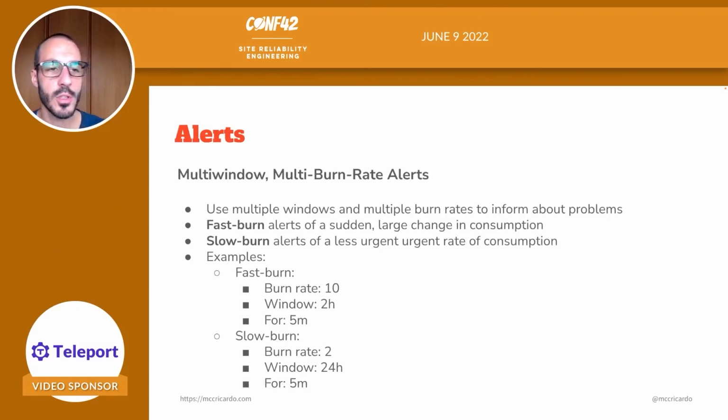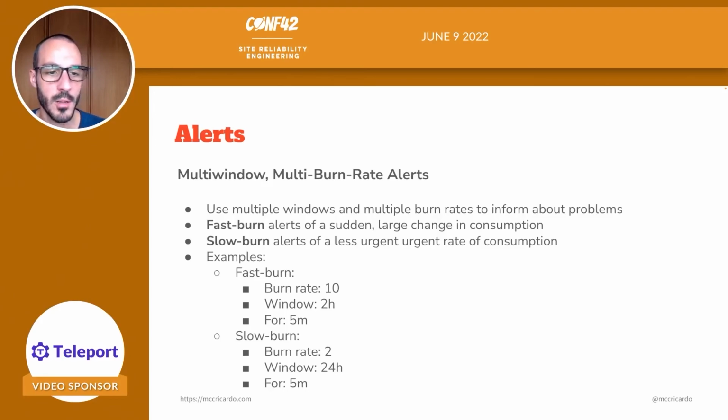So the last evolution of our alerting on SLOs is the multi-window, multi-burn rate alerts. This is the idea where we combine the previous alert that we've seen using multiple windows. What we want is to alert on fast burn when the burn rate is too high, and that will alert us on sudden changes, a catastrophic event that happened and is consuming the budget really, really fast. But at the same time, we also want to alert on slow burn rates, something that's consuming our error budget consistently over a longer period of time.